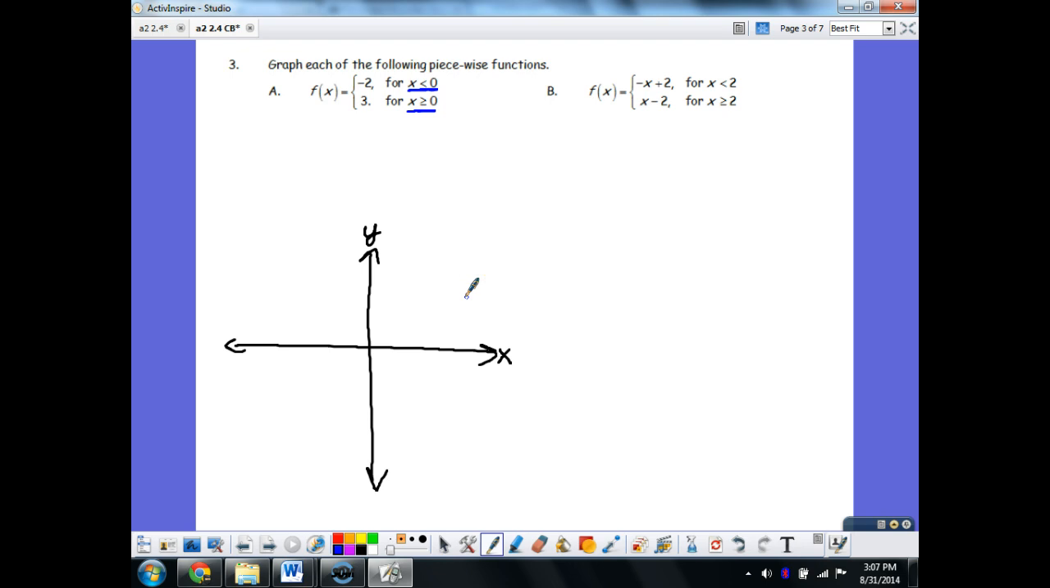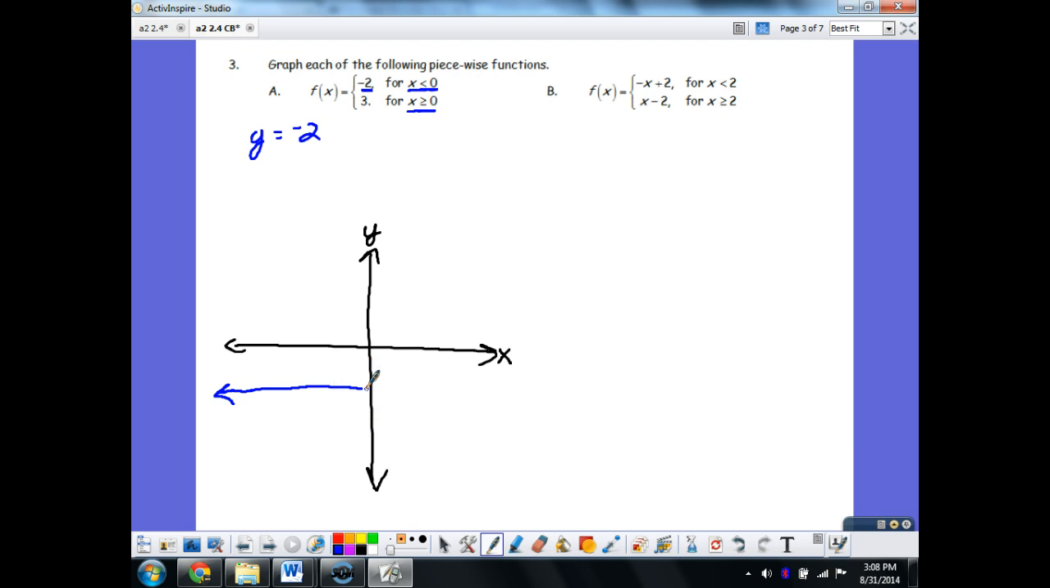Now, we're going to look at what kind of graphs these are. Well, the first piece is basically y equals -2. f of x equals -2. And that is a very special line. It is a horizontal line, so y equals -2. So all the way to the left of the y-axis, we are at y equals -2, and right up to the y-axis, but not on the y-axis.